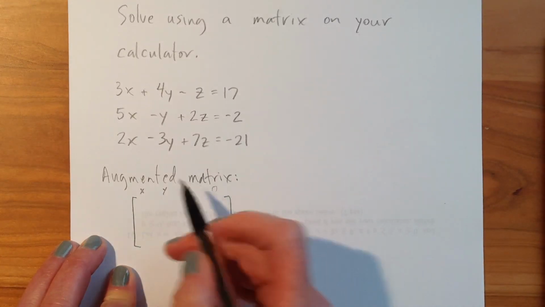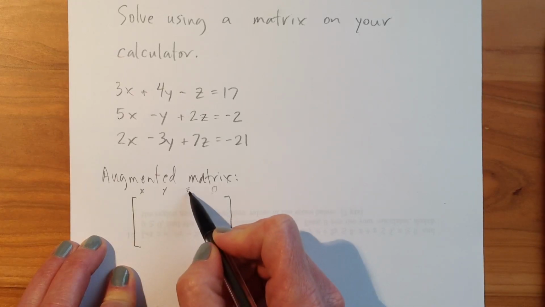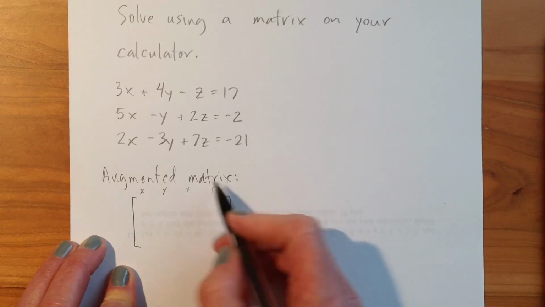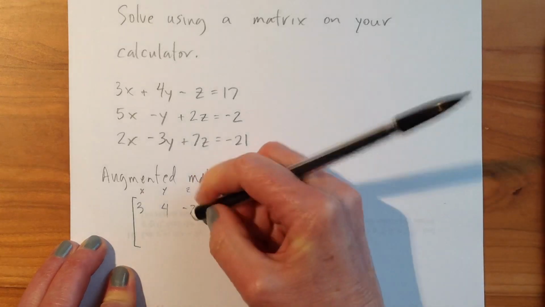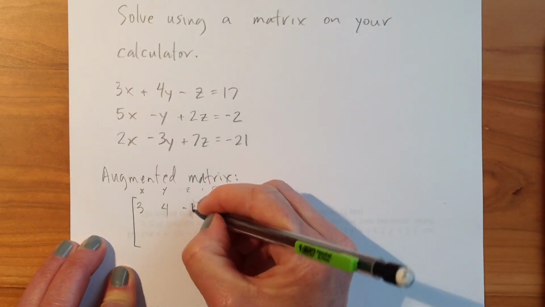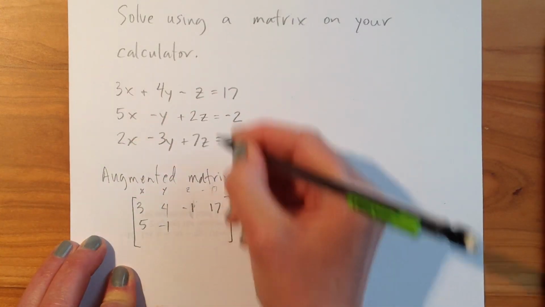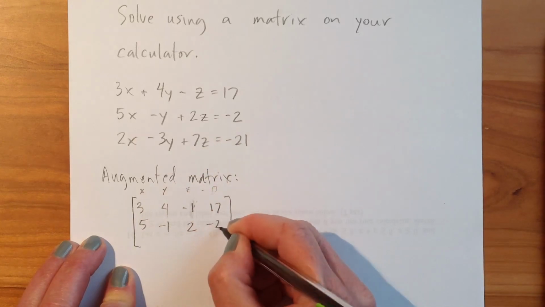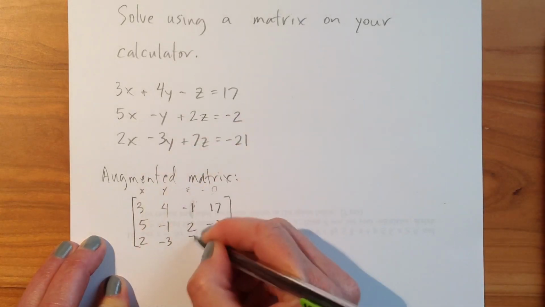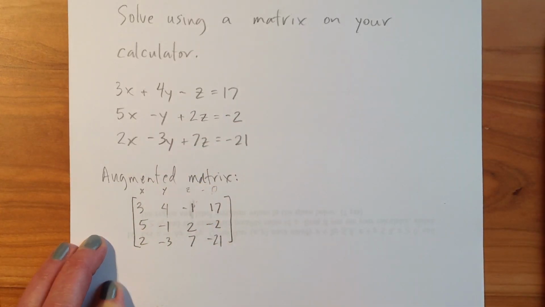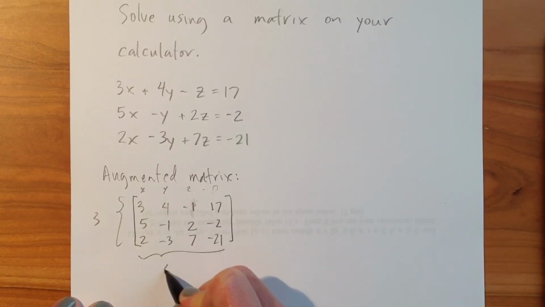So the first row is going to be the coefficient of x, the coefficient of y, the coefficient of z, and the number on the other side of the equal sign. So it will be 3, 4, negative 1, and 17. Then 5, negative 1, 2, negative 2. Finally 2, negative 3, 7, negative 21. So this represents a 3 by 4 matrix.